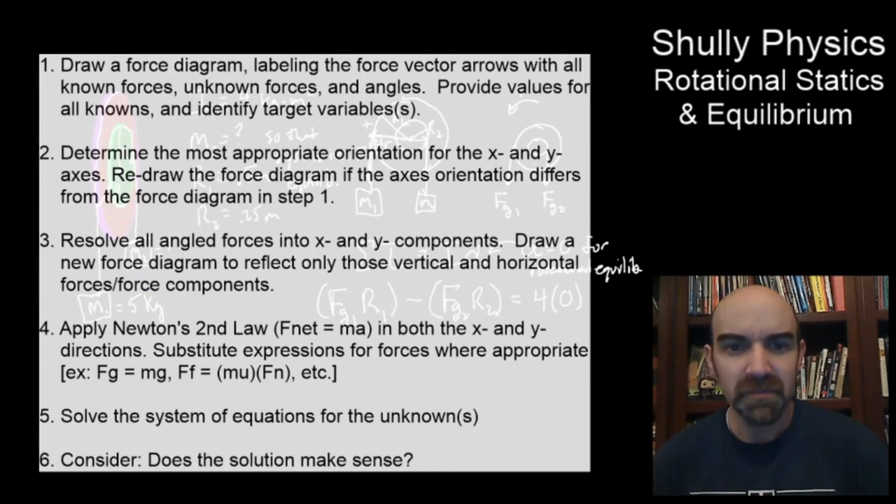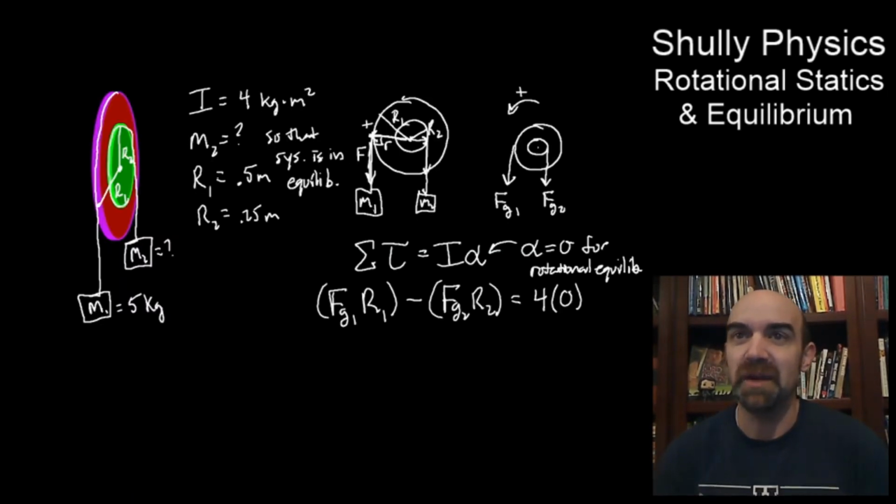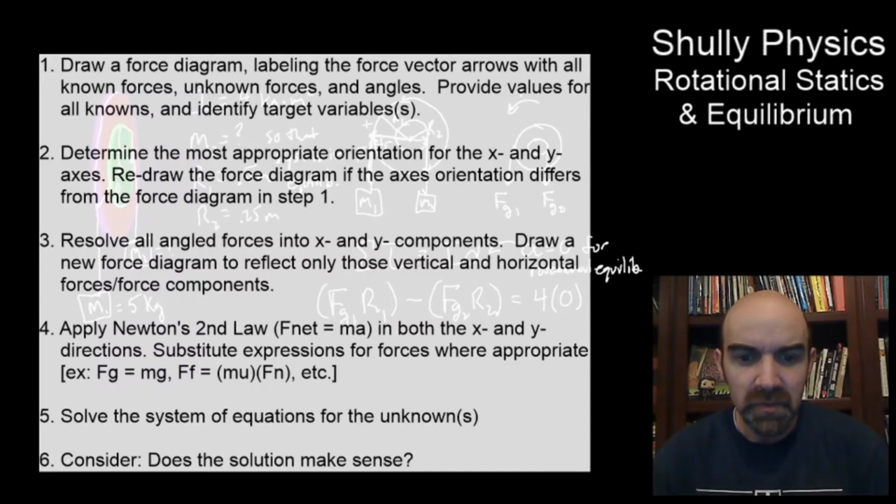So we're moving on. Is there any appropriate orientation for an X and Y direction? No, we've just got a rotational system, so there are no X's and Y's to worry about, and there are no other angles to resolve. So on to step 4, applying Newton's second law. We don't have an X and Y direction, but we have Newton's second law for torque, and that's what we're doing here. And along with that, we want to substitute expressions for forces where appropriate.